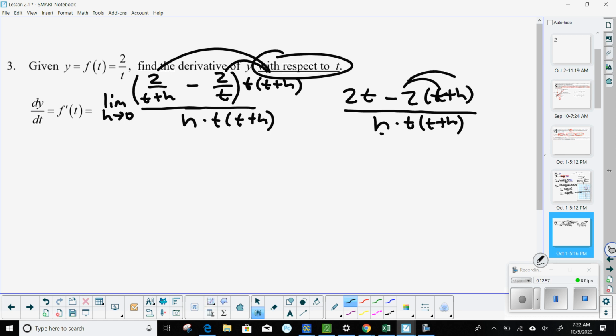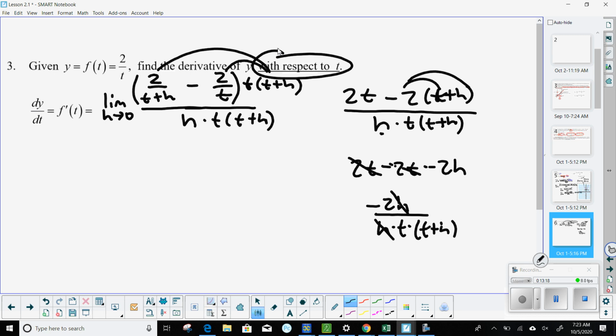Distribute that minus 2 through. I get 2t minus 2t minus 2h. The 2t minus 2t cancels out. I get negative 2h over h times t plus h. And that's a good thing because now I can take the h's and just reduce them down.